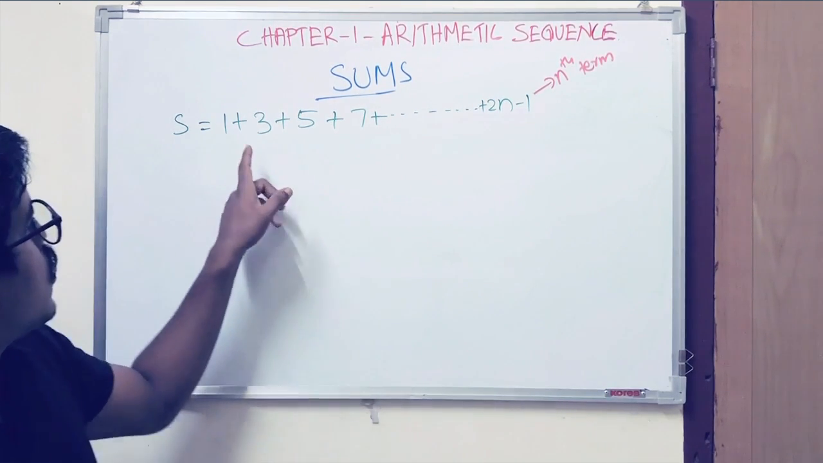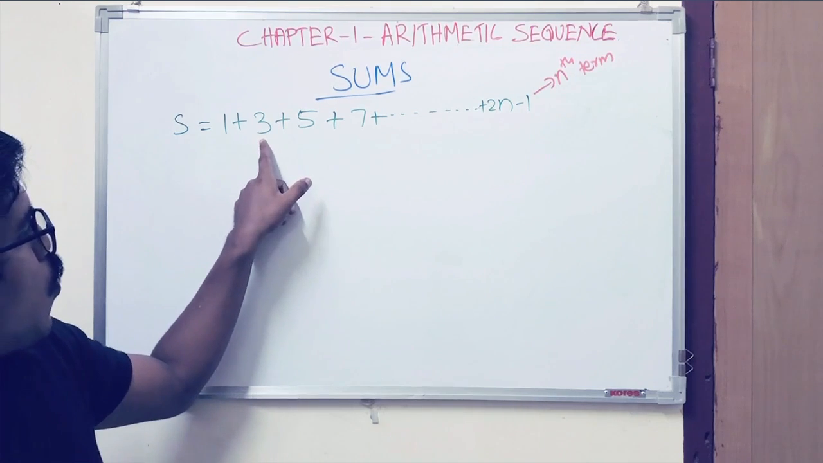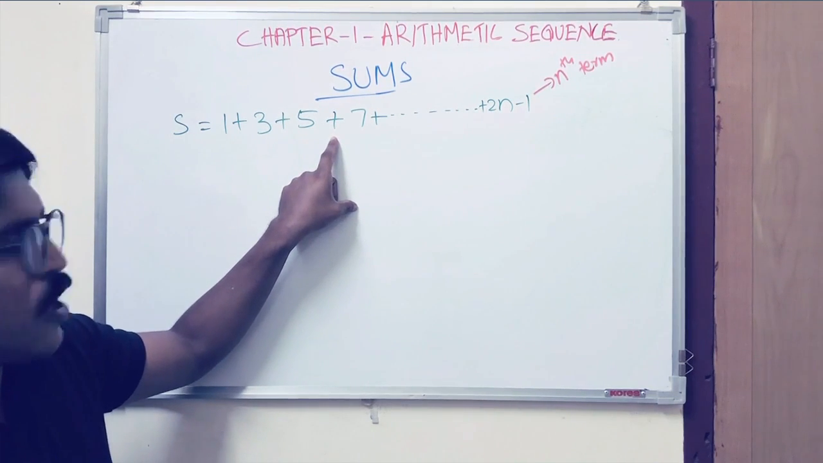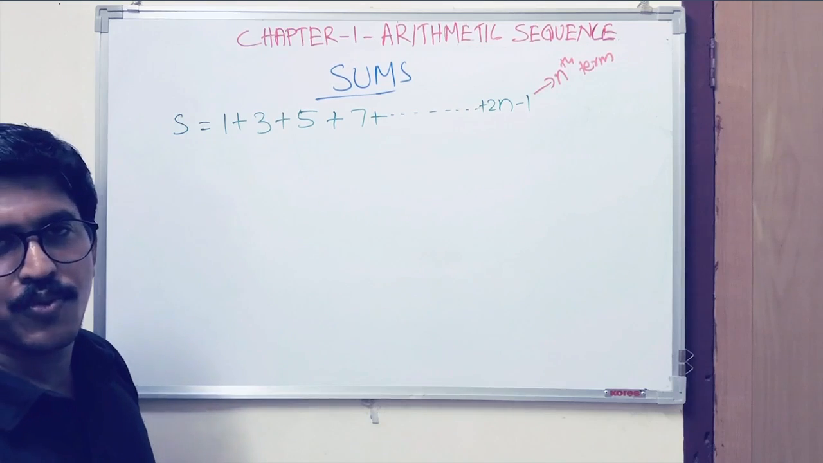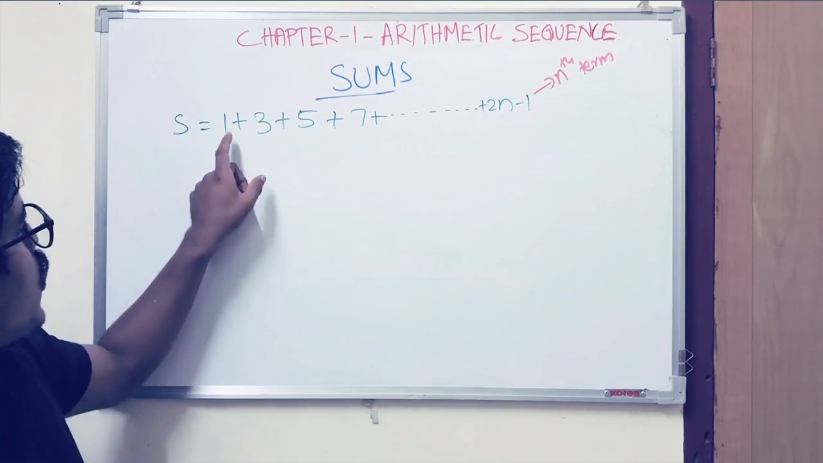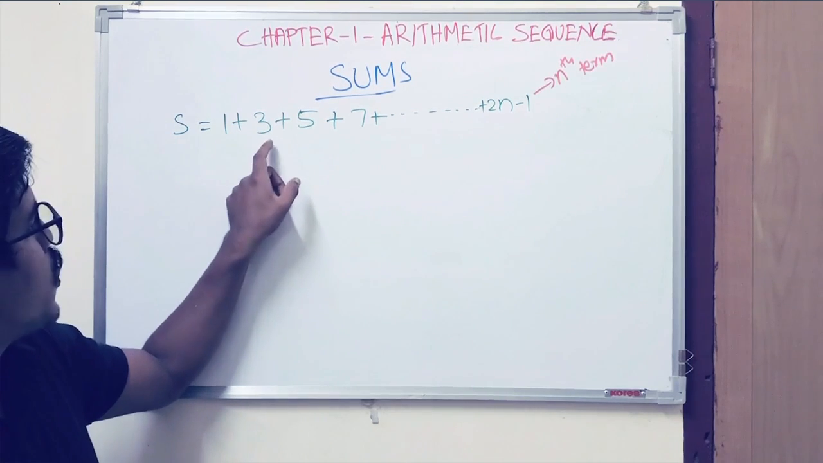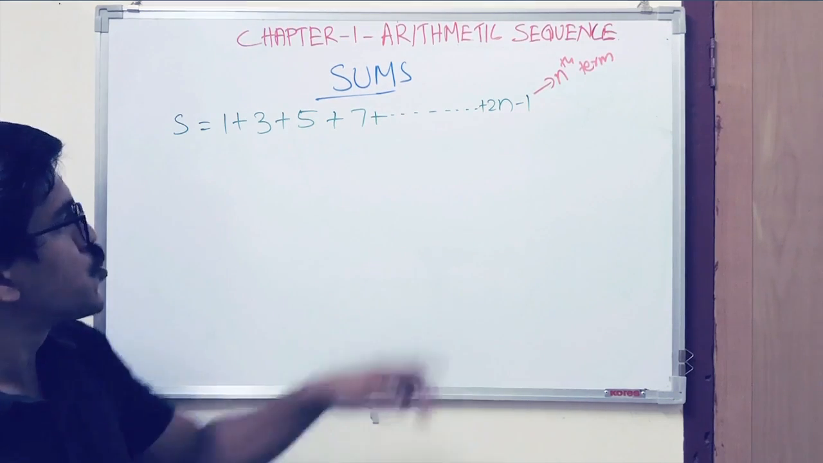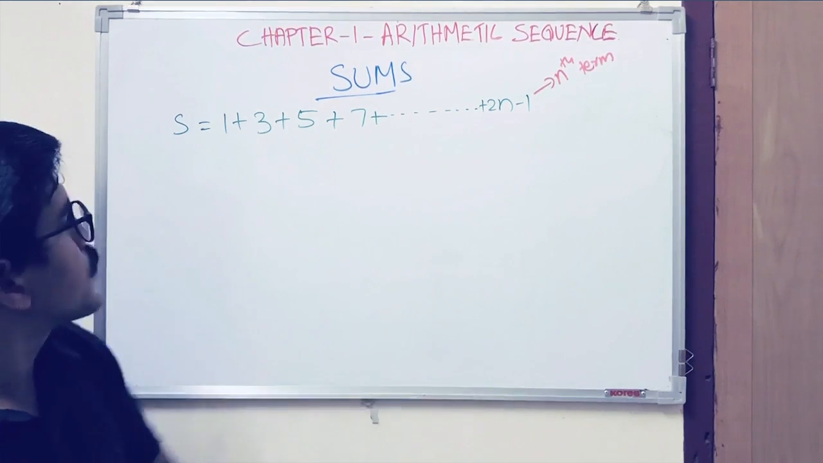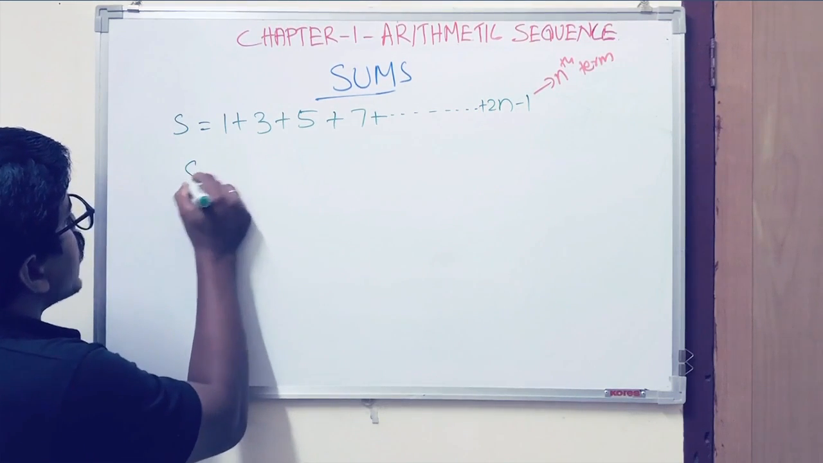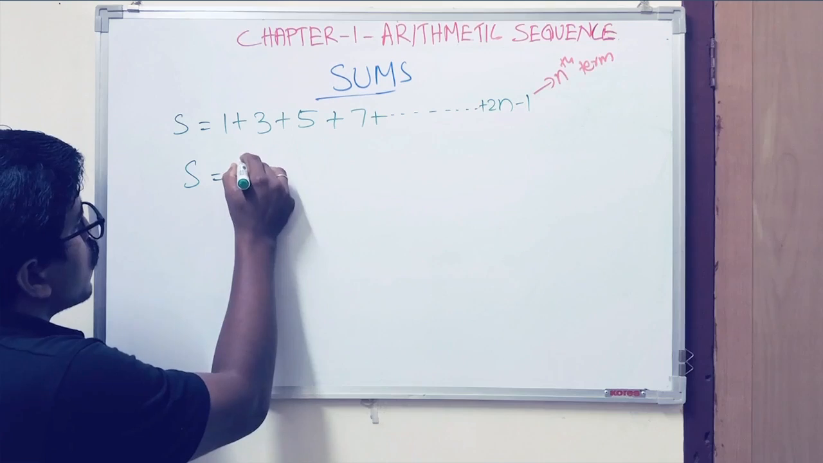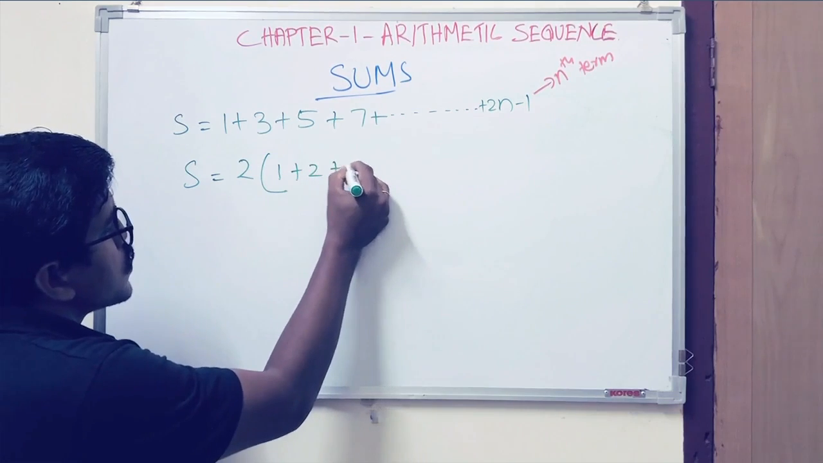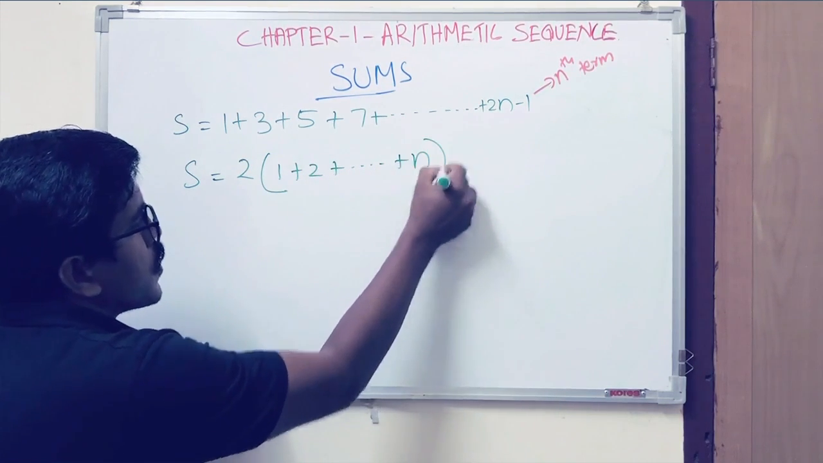Here, if you are checking the terms, you can see all the terms are written by decreasing 1 from the multiples of 2. That is 2 minus 1, 1. 4 minus 1, 3. 6 minus 1, 5. Okay, like that, 2n minus 1. So we can rewrite this as 2 into (1 plus 2 plus etc. plus n).